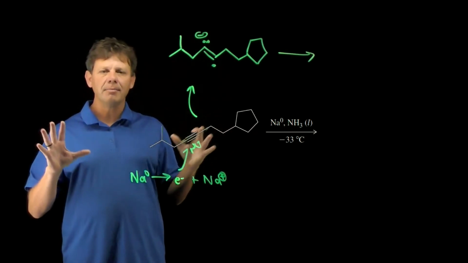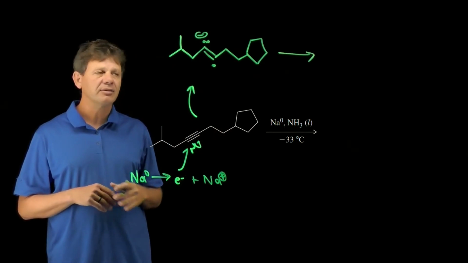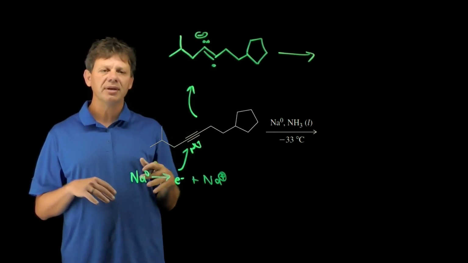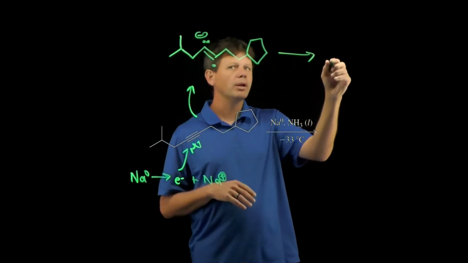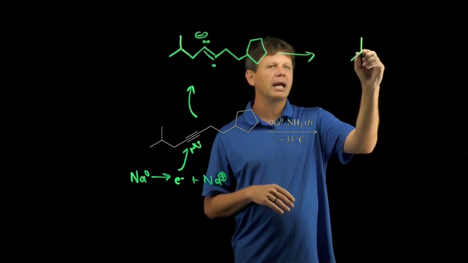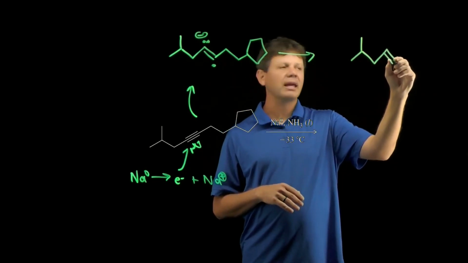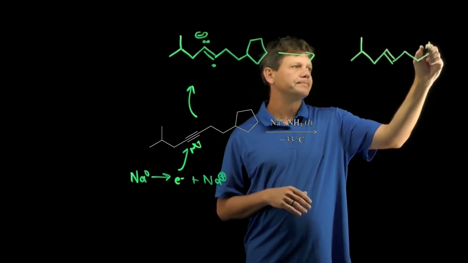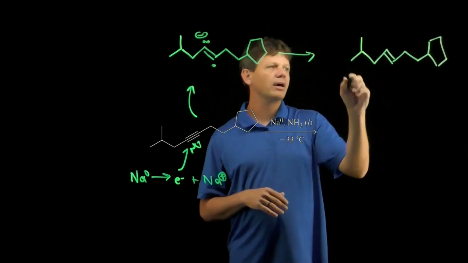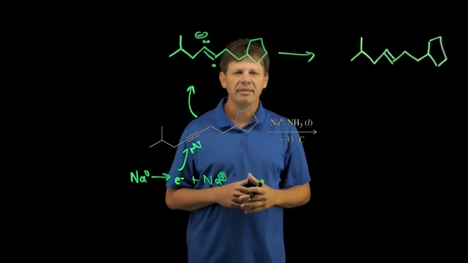And again, this is not meant to be showing a full arrow pushing mechanism, just pointing out the formation of this intermediate to justify one of the most important outcomes of this reaction is that we end up with a trans alkene. And so the final product is this.